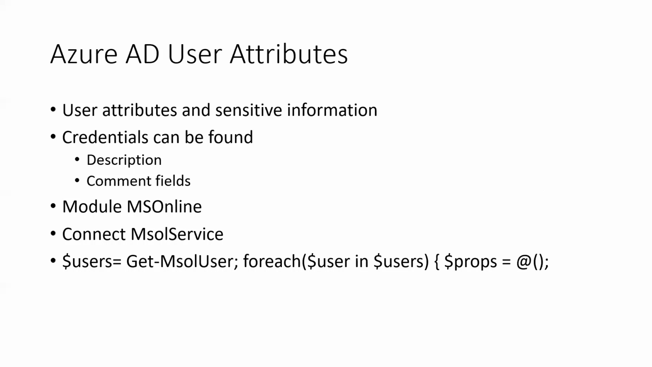Azure AD user attributes. You also want to audit your Azure AD user attributes, and there's actually a PowerShell one-liner that does that. It looks at the properties. A lot of times people put credentials in these Azure AD user attributes for support reasons. So, something to look into and audit. Those are just some steps to connect to MS Online and to enumerate these properties for all your users.